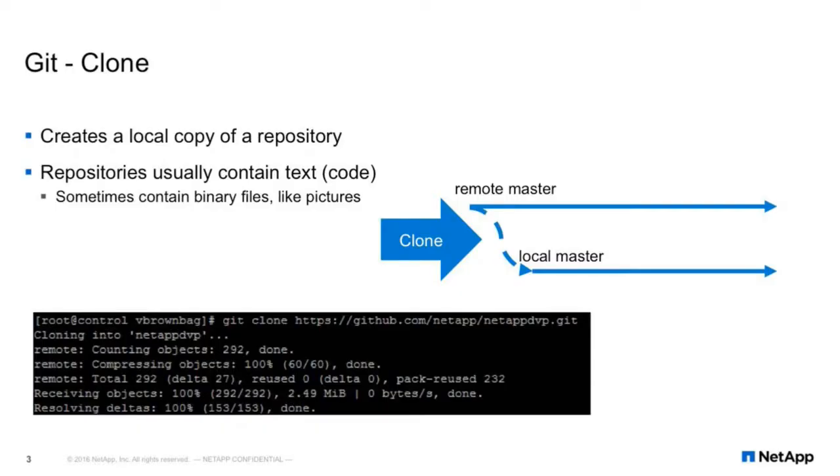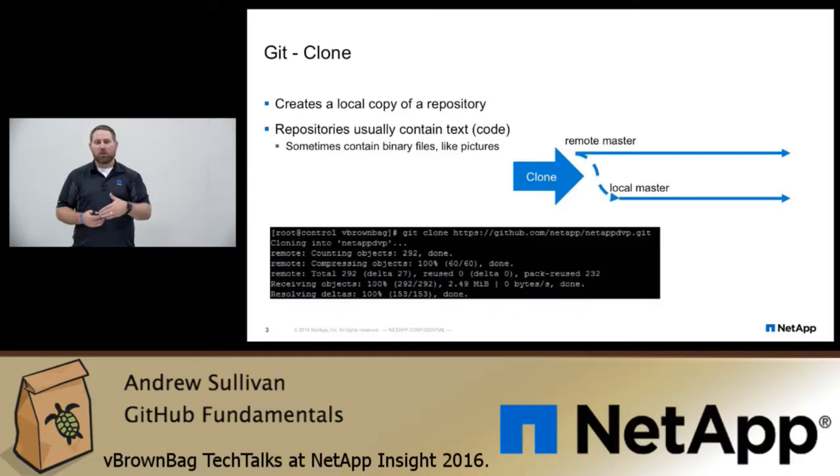Master typically refers to the main code line, right? The main set of code that is being used, and it is the current production code line as well. When we create a clone, we are literally creating a copy of that, including all of the history for our repository on my local machine, so that any changes I make are not automatically done on that remote repository.